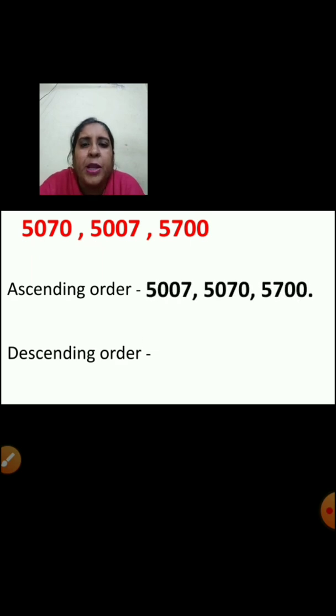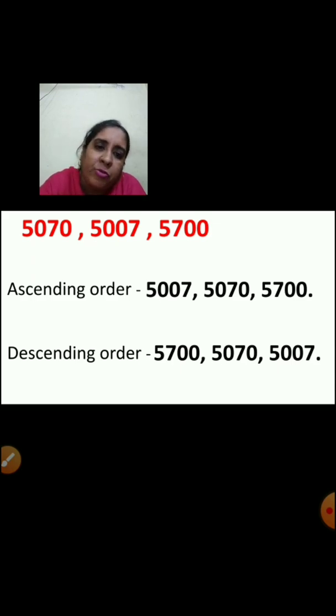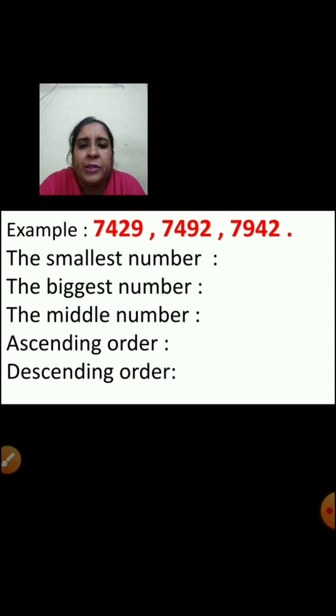Yes, very good. So ascending order will be 5,007, 5,070, 5,700. And descending order, from big to small, will be: yes, the biggest number will come first, then the middle number, and then the smallest number. That is 5,700, 5,070 and 5,007. Very good, children. Now let's see another example.